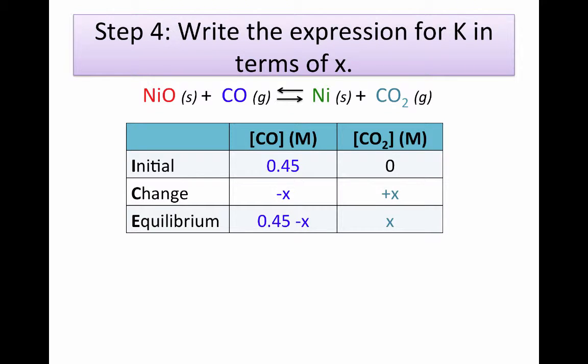Now, step 4 is to write the expression for our equilibrium constant, K. So let's start by writing the expression for the equilibrium constant. We already did that earlier. Our equilibrium constant is the concentration of carbon dioxide divided by the concentration of carbon monoxide. And we can take the values from the table and plug them into that. We have x for carbon dioxide, we have 0.45 minus x for carbon monoxide, and we're going to set that equal to the equilibrium constant value that we had in our original problem, which was 4.0 times 10 to the third.